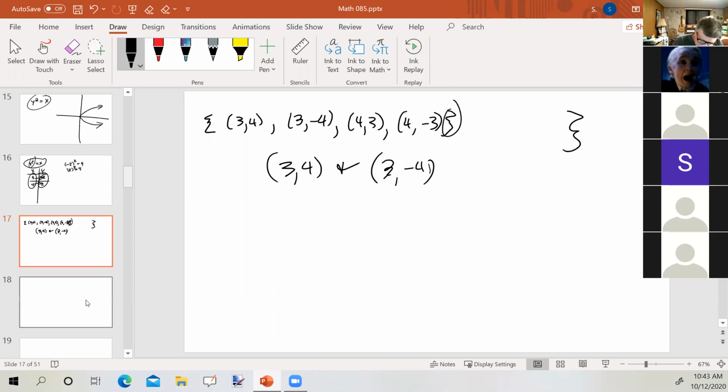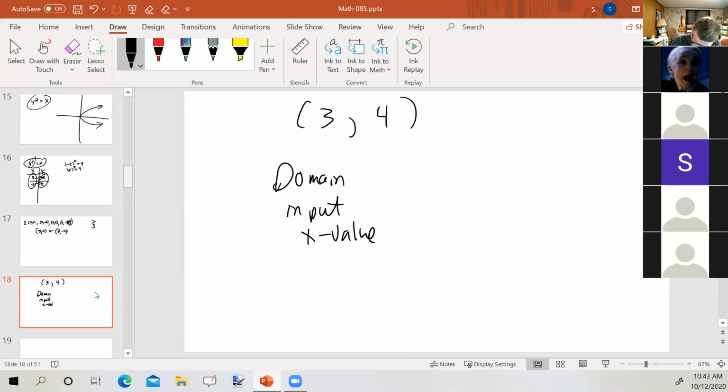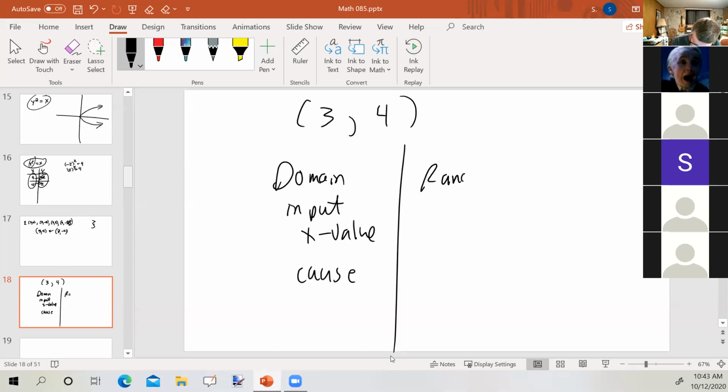In fact, let's go back and look at some vocabulary. The domain is the input, the x value, the cause. The range is the output, the y value, the effect.